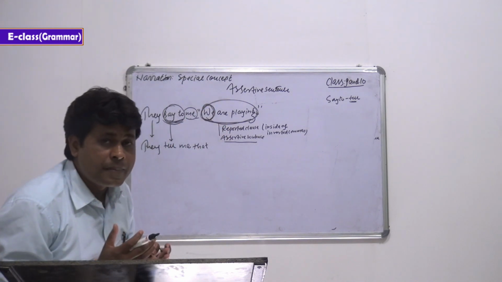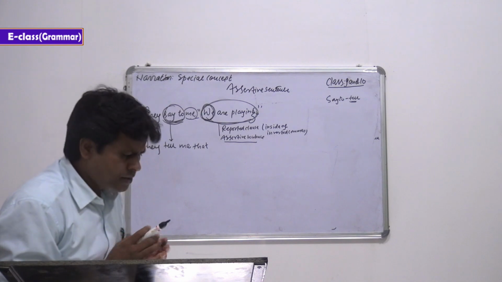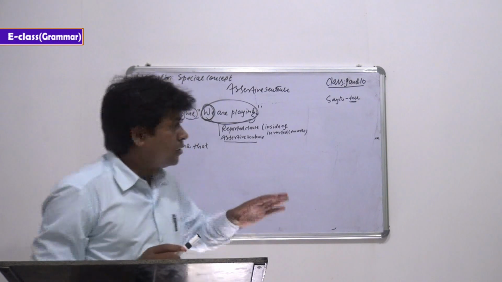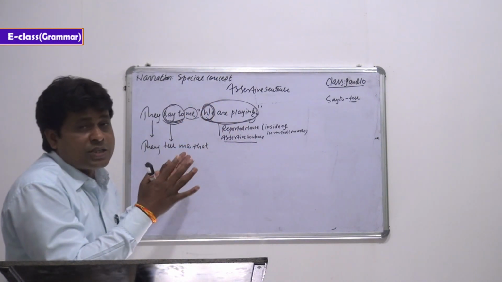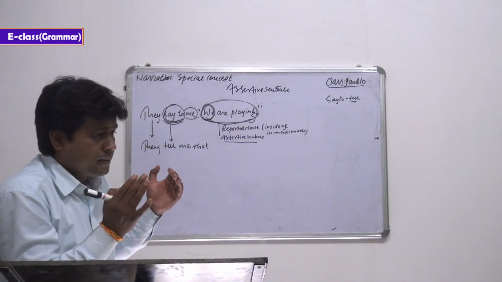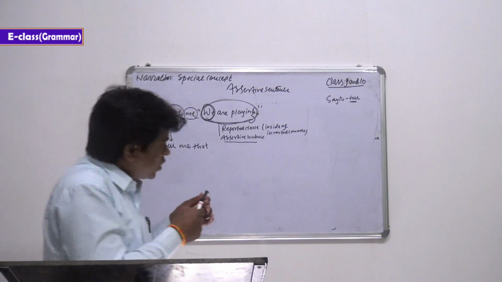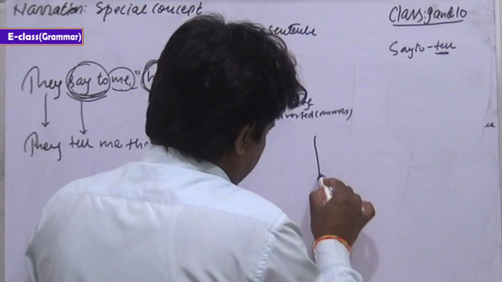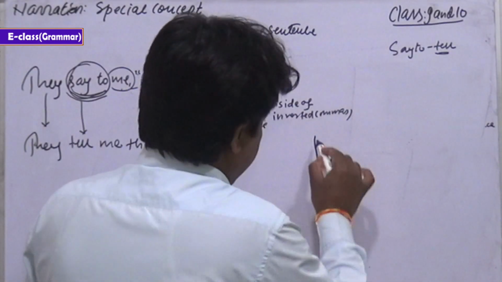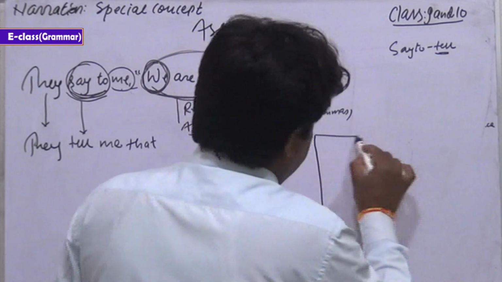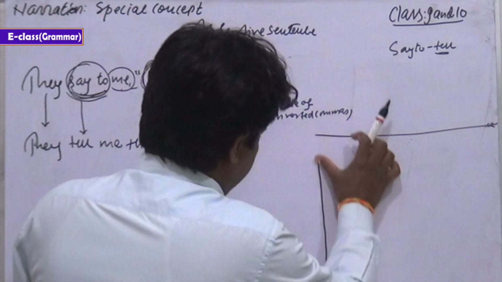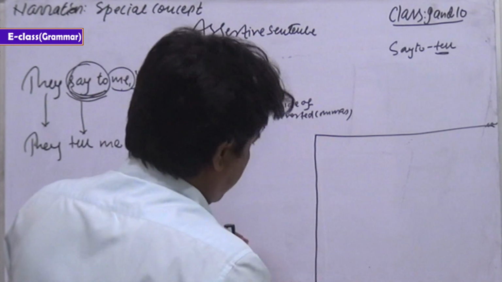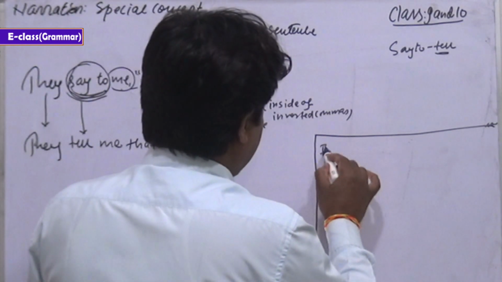First person. Which person is this? First person. In my first class, I had given you the chart on the board, but that was not displayed properly. I know that. So please once again see here the chart. I will write the chart here. See here. First person.